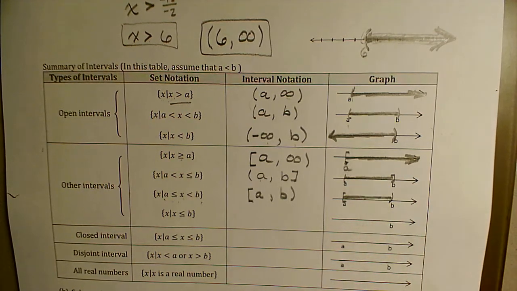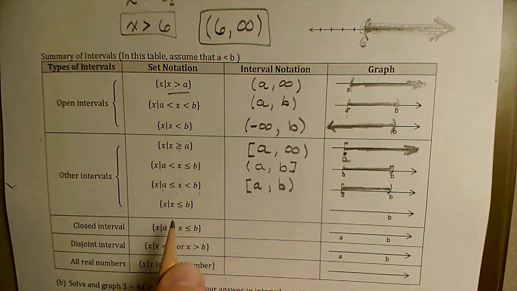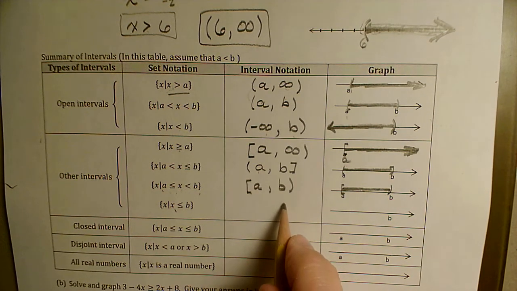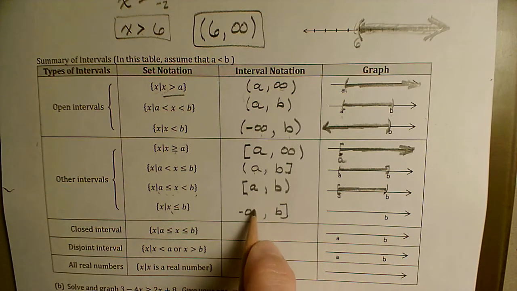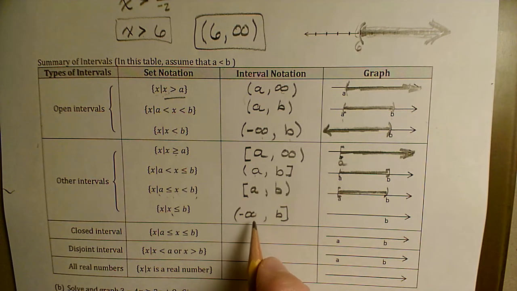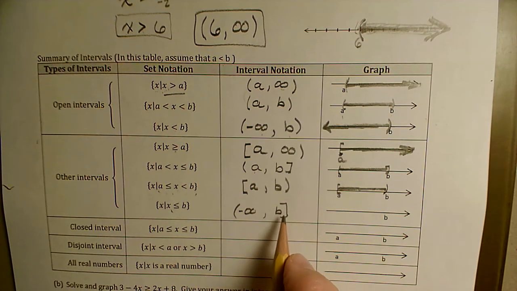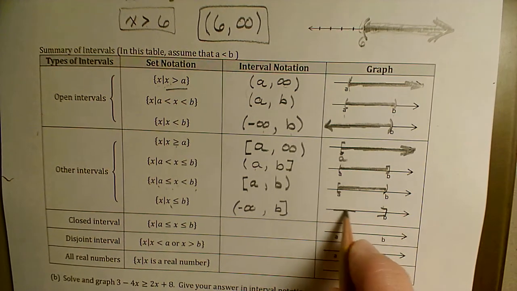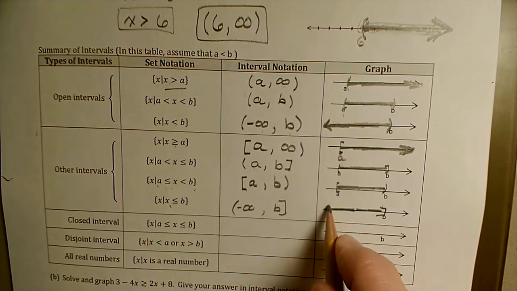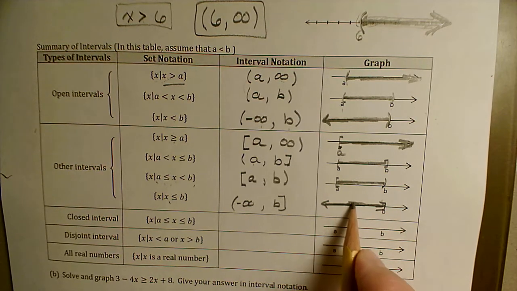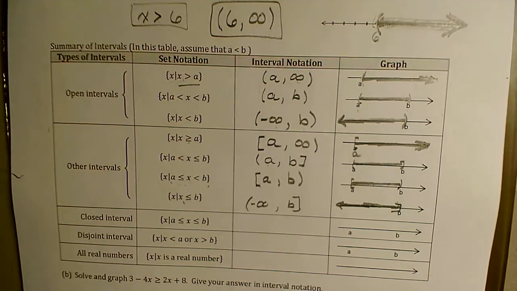All right, and this one is less than or equal to b, so that means we're going to include the b on the high end and go all the way down to negative infinity on the low end. So parenthesis, negative infinity, comma, b with the square bracket, and so we'll do a square bracket and shade below. So shade up to that bracket and everything below.